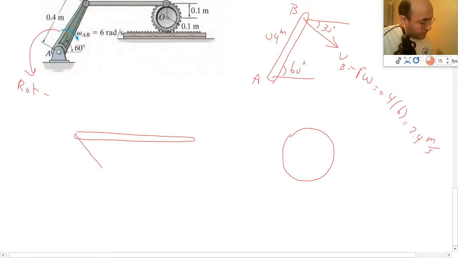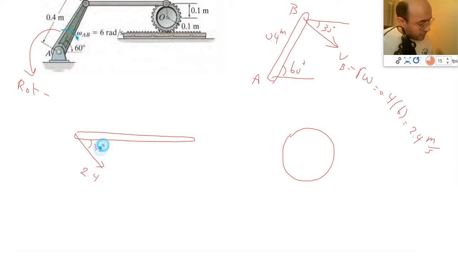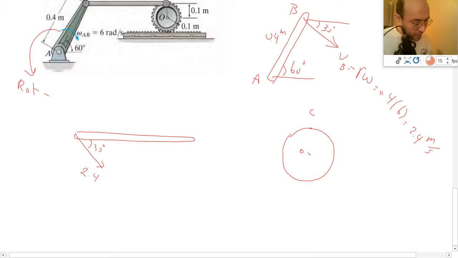Okay, velocity of B, the value is 2.4. The angle here is 30 degrees. I don't know what's going on about point C. So point C is the top of the gear, down here, and point O is here. There's the point down here, right?